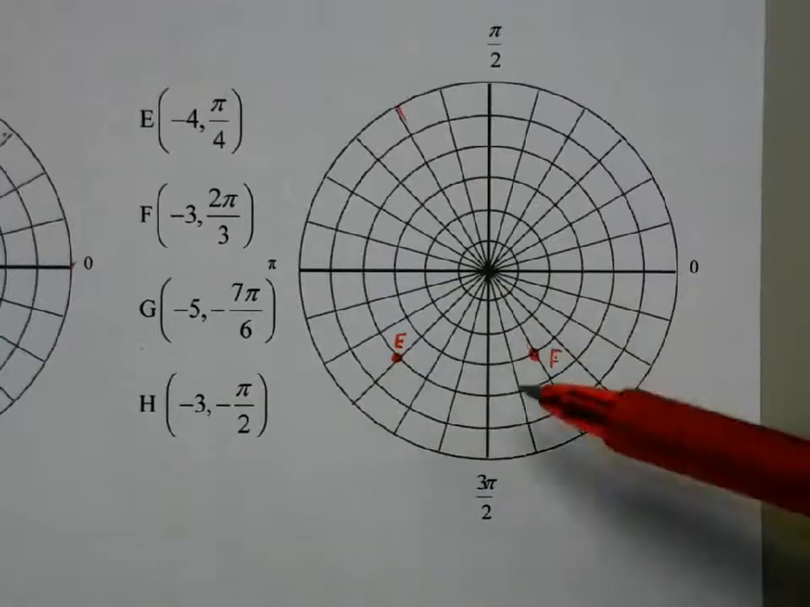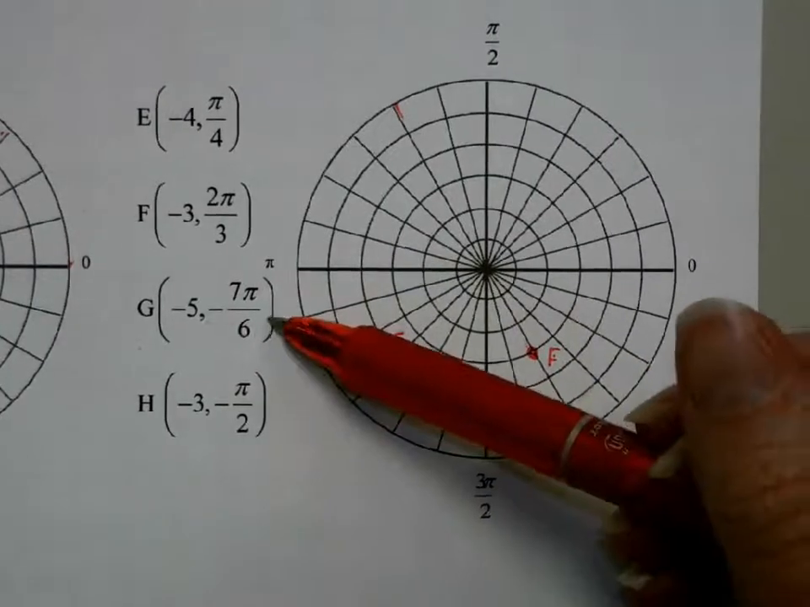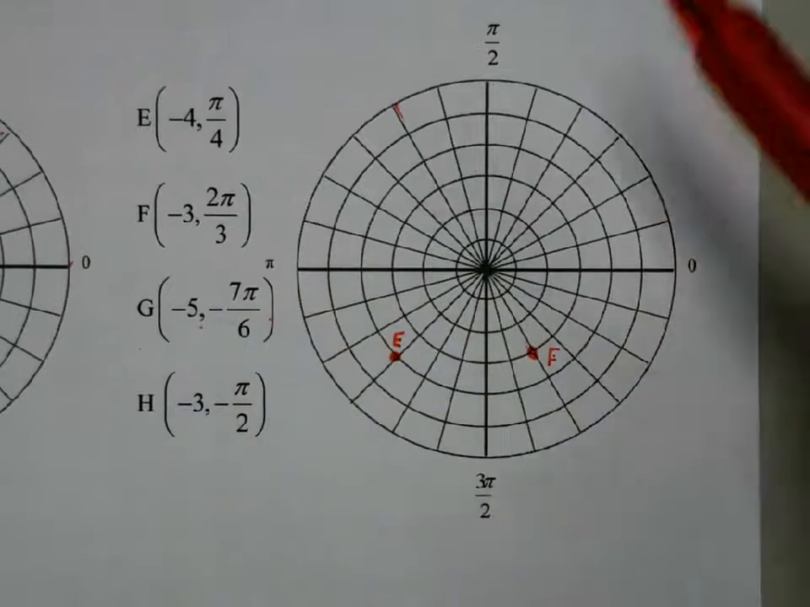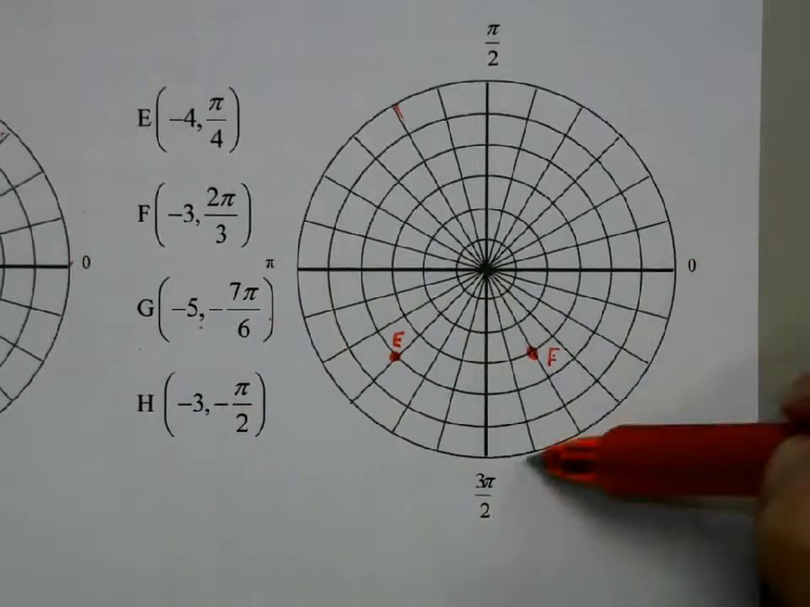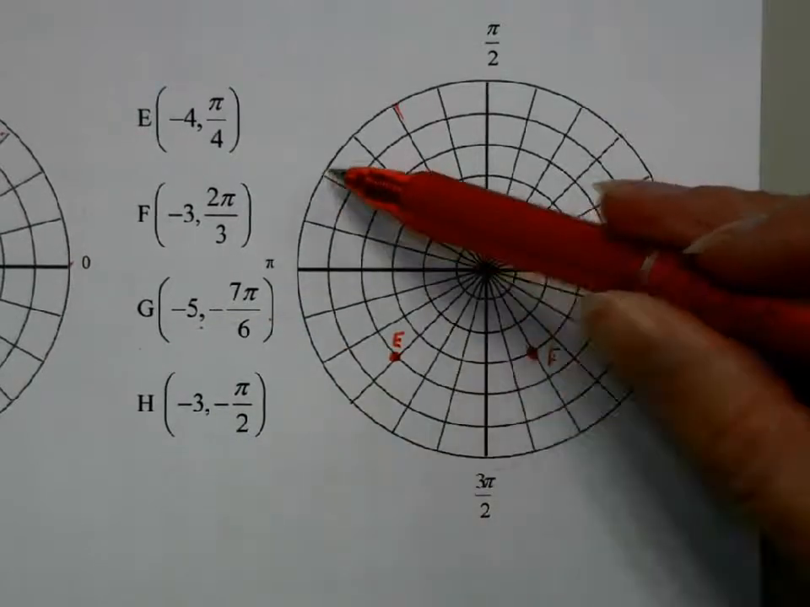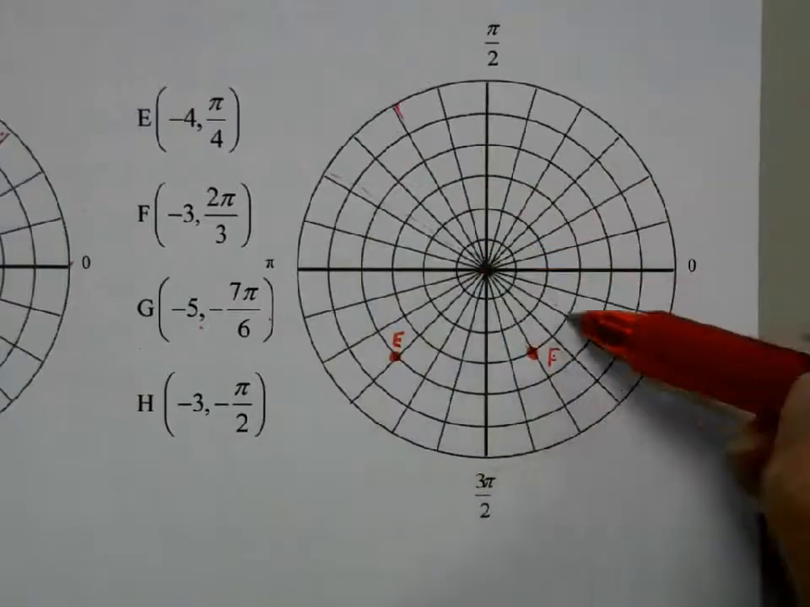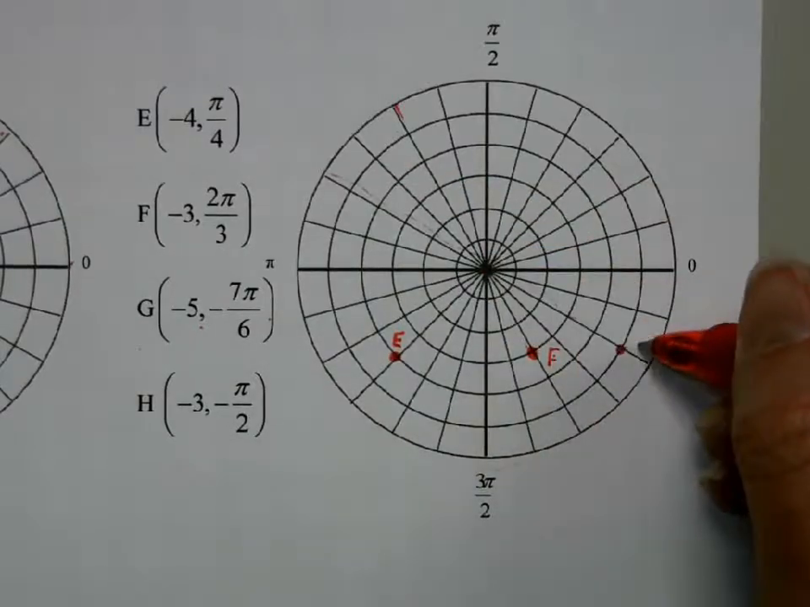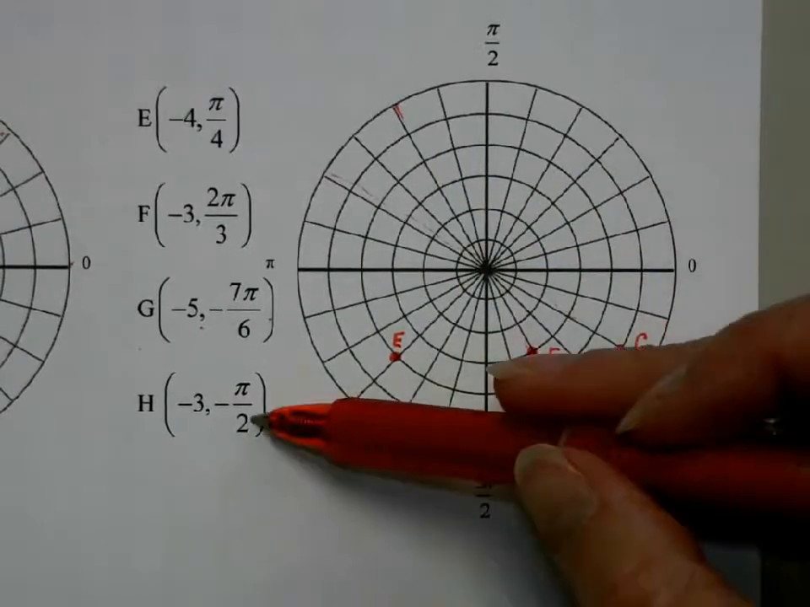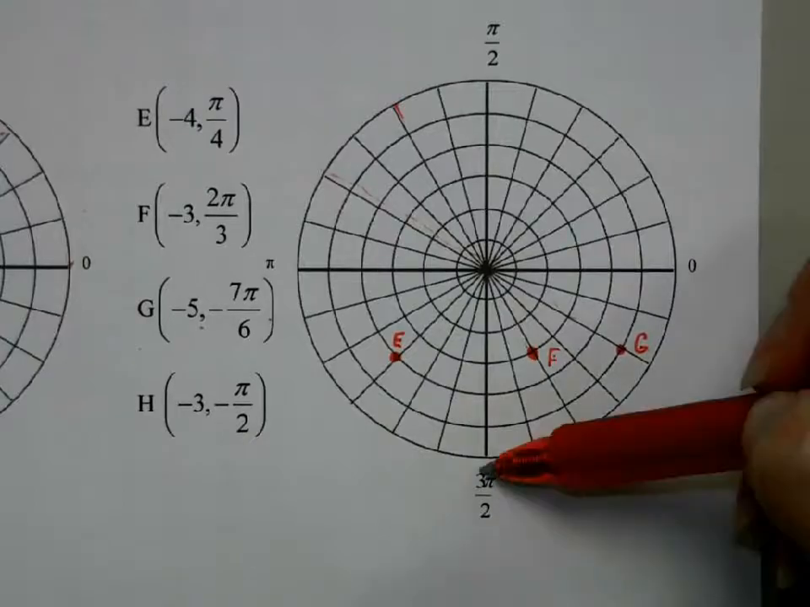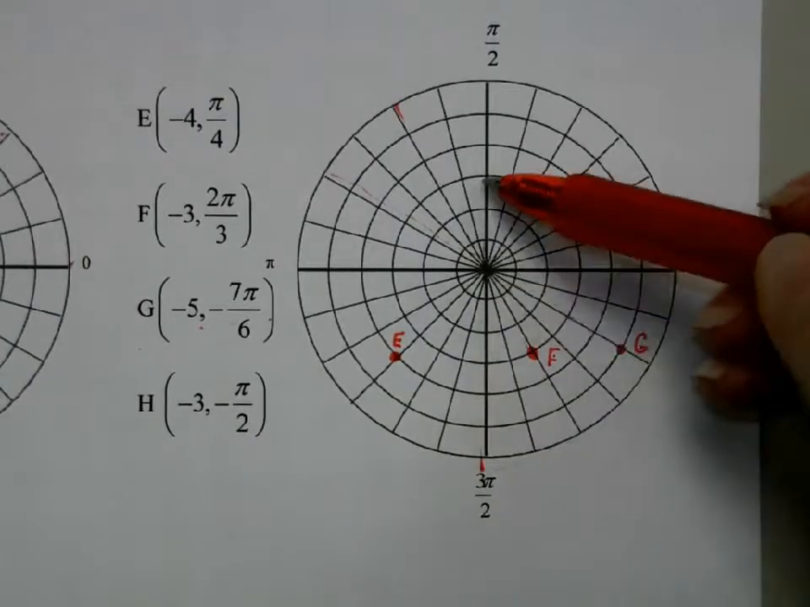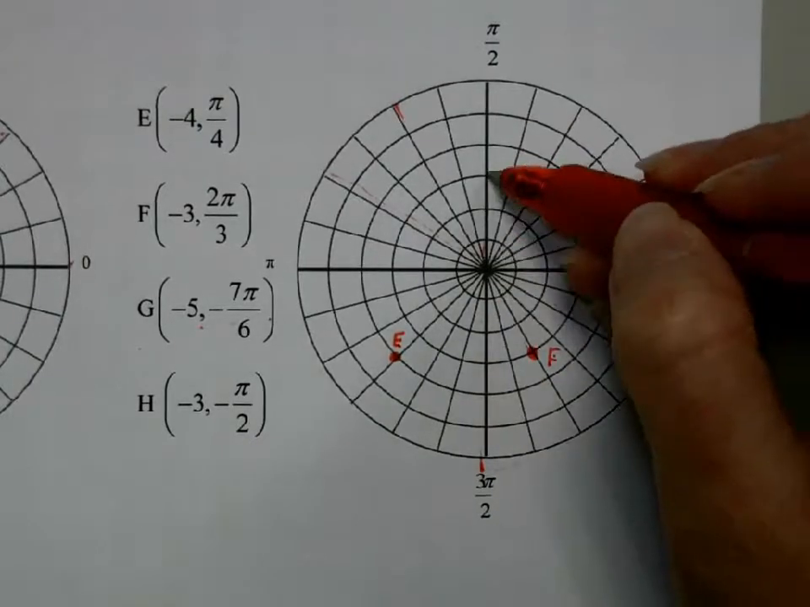When it's a negative, negative, it's going to be a clockwise angle and then through the pole. So negative 7 pi over 6 is going to be right here, and we're going to go through to negative 5. And then here, negative pi over 2 is here, and we'll go through to the other side, 3 units.